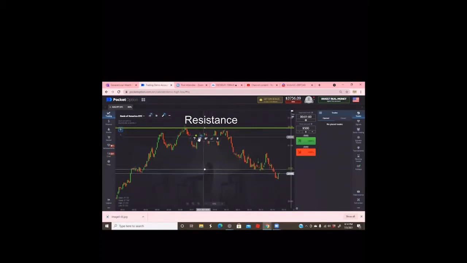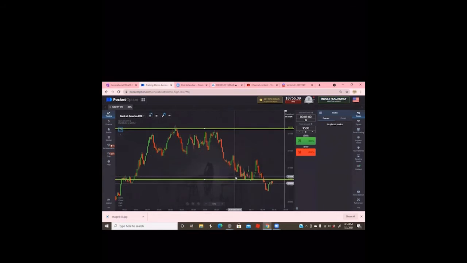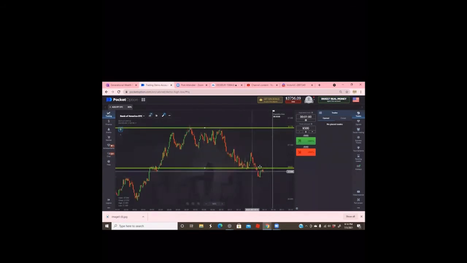Okay. Let's go ahead and make that thicker. But right now you see that it's breaking, right? It's breaking the support area that it was originally at. And so we would definitely be watching this trade right now if we were in the market, to see if it's going to continue down to the next area down here, or if it's going to, what? Go back up to the next area that it was at before.